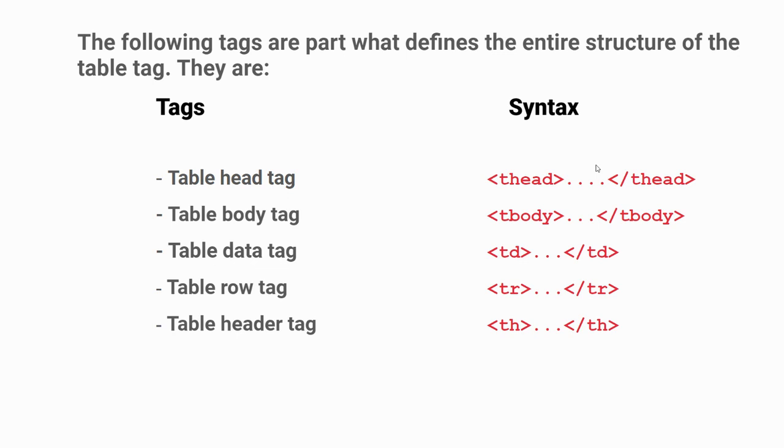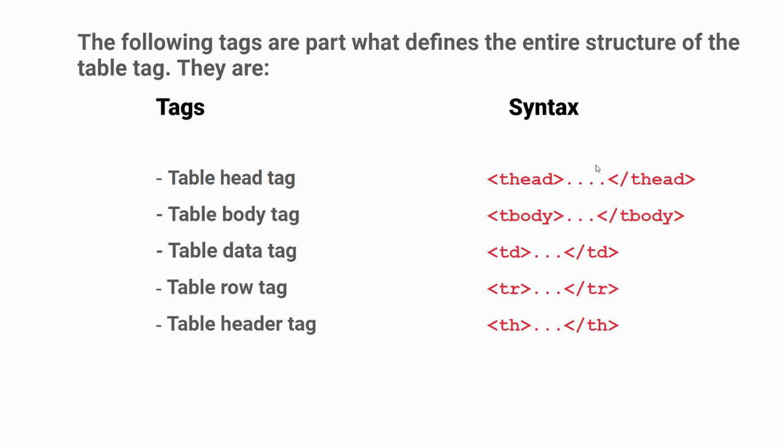Then we have the table row tag. So I believe we all know what a row is, rows and columns. So the table row tag basically is just a collection of the table data tags within the body tags, but on the same row. That means they are arranged vertically. So that's what the tag is meant for. And we also see the syntax.